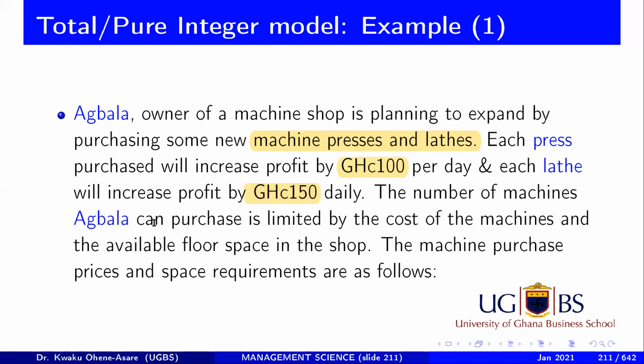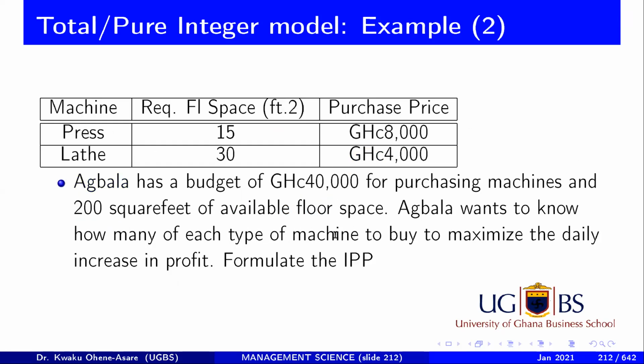Now, the number of machines Agbala can buy is limited by the cost. Limited means that is the right-hand side of the constraint. So we are going to have less than or equal to by the cost of the machines and the available floor space. So again, this tells you that these are the resource constraints. Okay, and of course the data is here.